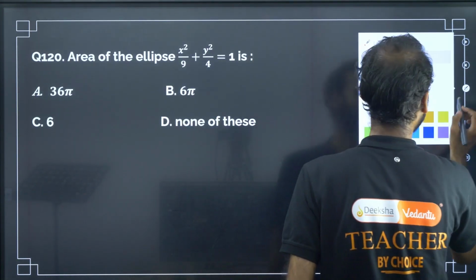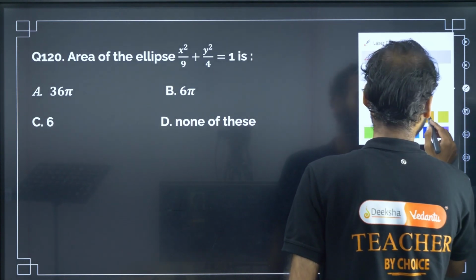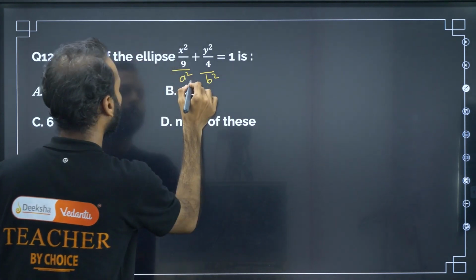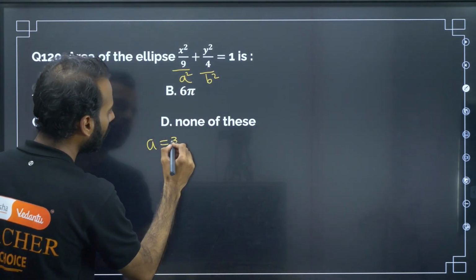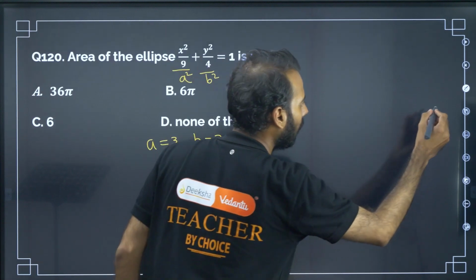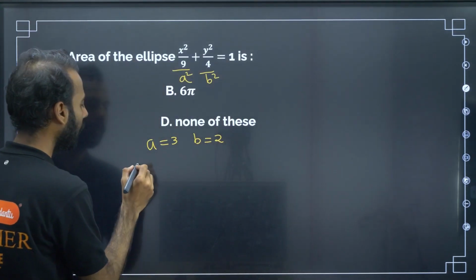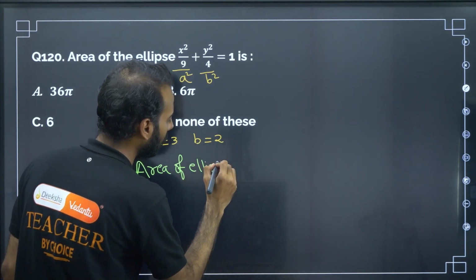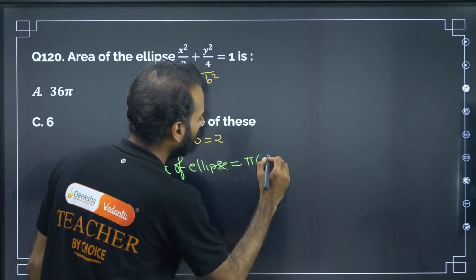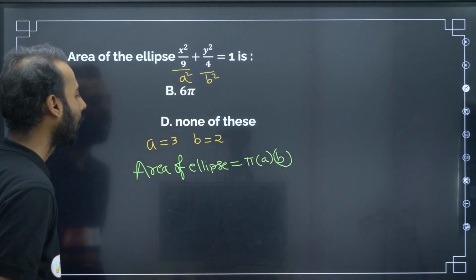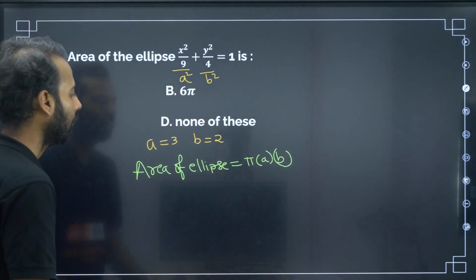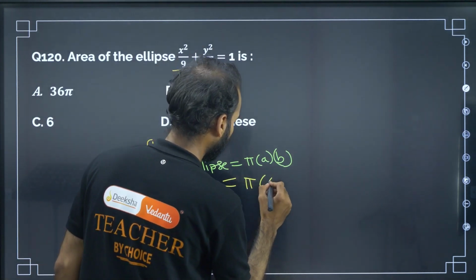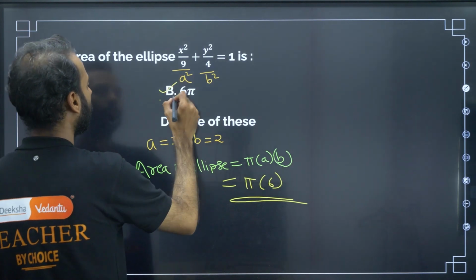The area of the ellipse, an easy question. Area of the ellipse, so this is a square, this is b square. That means from here a is equal to 3, b is equal to 2. Area of ellipse, a standard formula that you should be knowing: area of ellipse is equal to pi a b. Now you use this. Let me finish off this question: 6 pi is the answer.